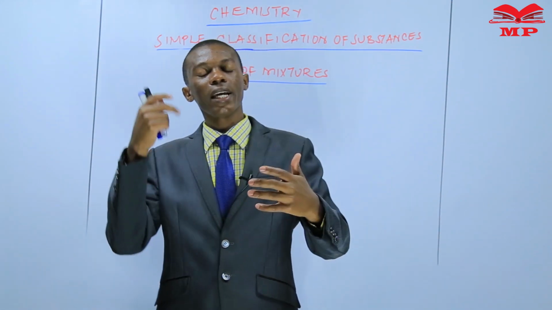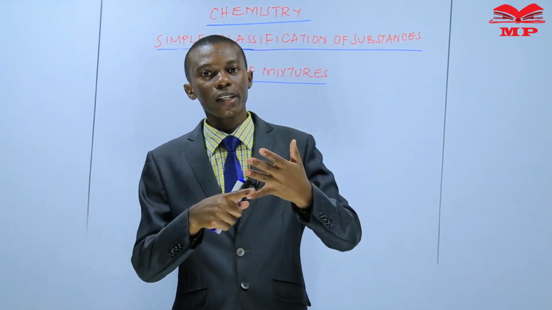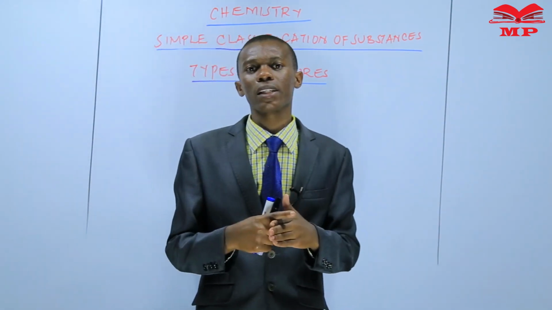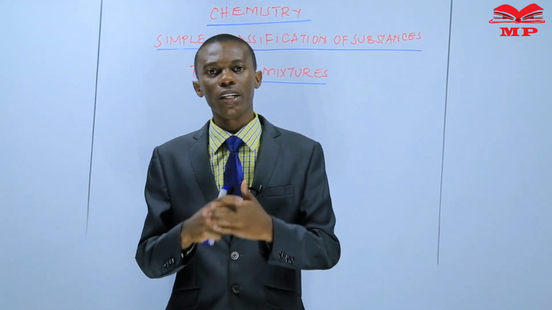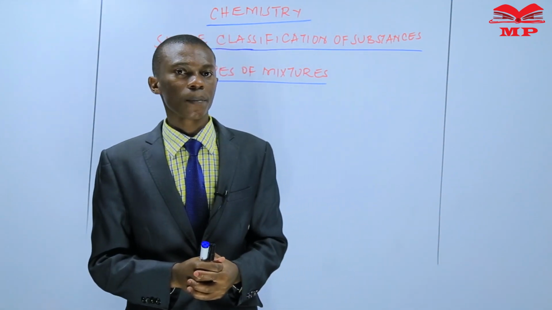And again, we say that air is a mixture of gases. In air, we have oxygen, we have nitrogen, we have carbon dioxide, and we also have noble gases like argon and neon. They are also grouped together because they are gases.